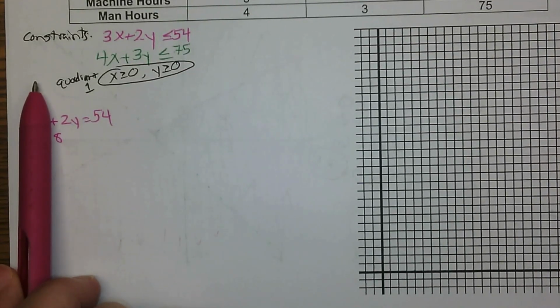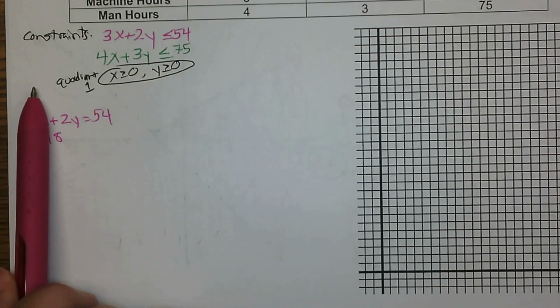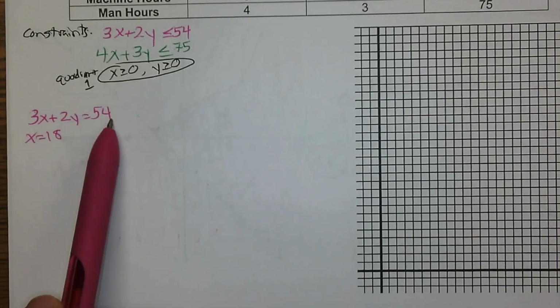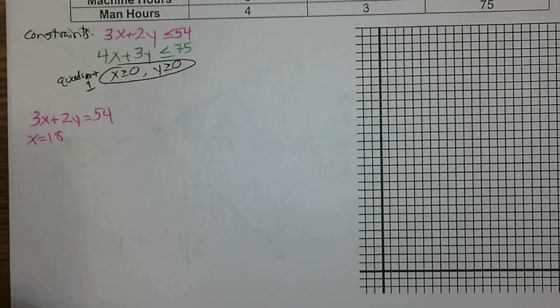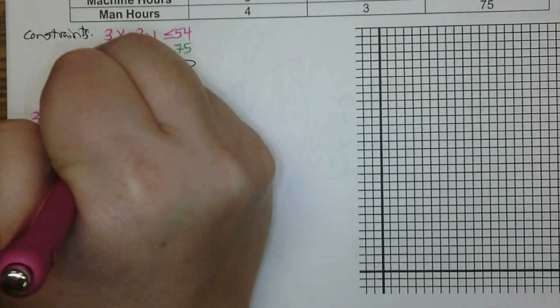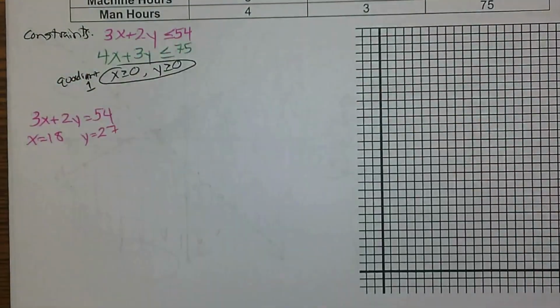2 goes into 54. 2 goes into 50 25 times. It goes into 4 2 times. 25 plus 2 is 27.